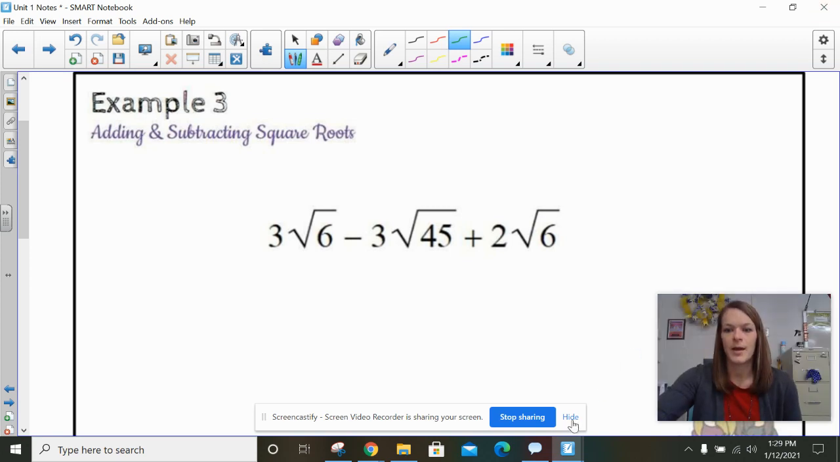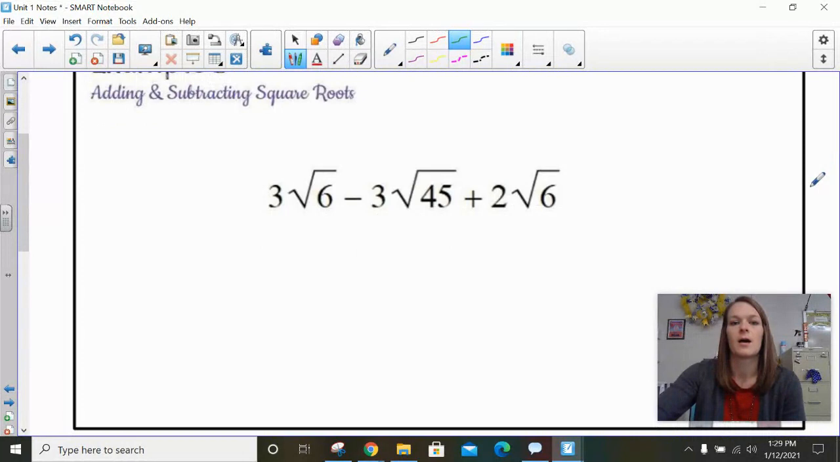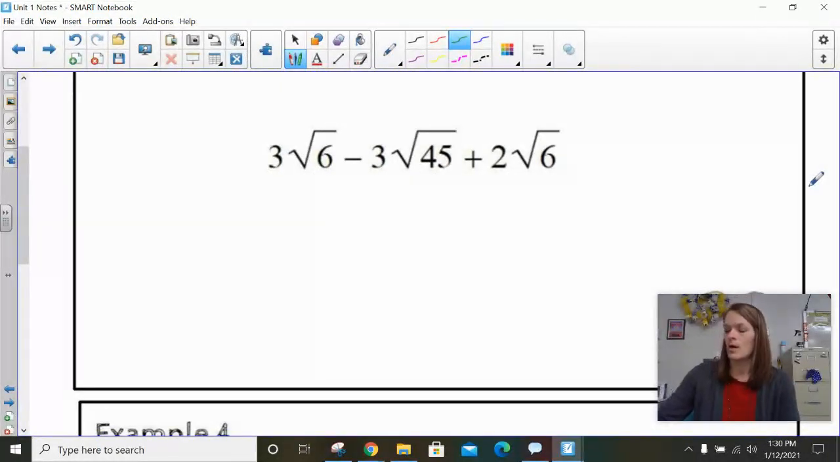All right, so now we're going to take a look at adding and subtracting with radicals. The first thing we need to do is simplify anything that can be simplified. I know off the top of my head that square root 6 does not simplify.